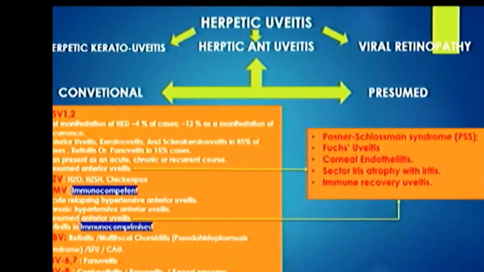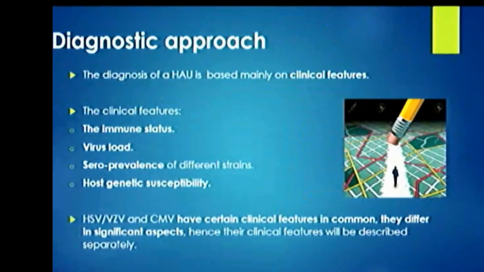Now, let's have a roadmap for how to correctly diagnose a patient with herpetic anterior uveitis. The diagnosis of herpetic anterior uveitis is based mainly on clinical features. It's a clinical diagnosis, but it can be assisted, if available, depending on the center, by PCR or detection of the herpetic antibody specific to that virus.